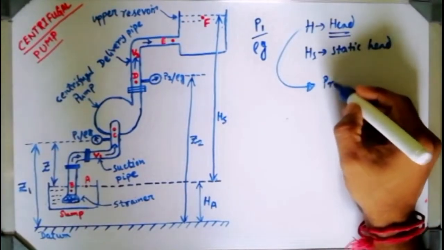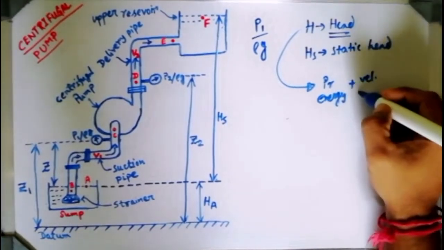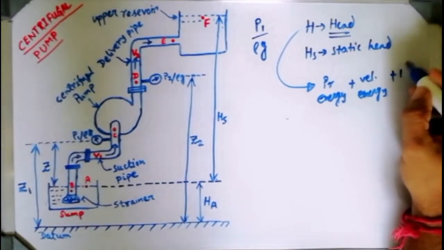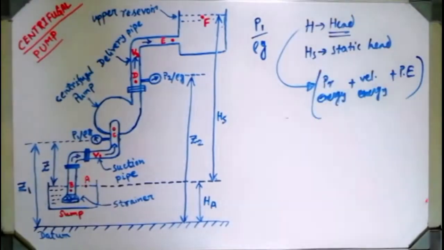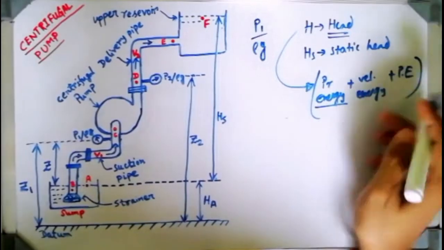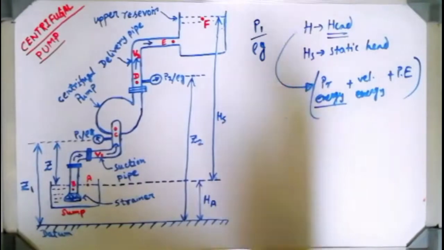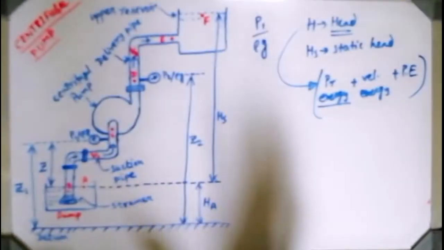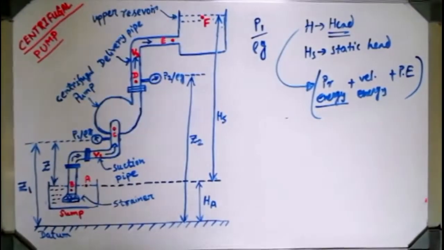Obviously pressure energy will be there, then velocity energy will be there, and elevation, or rather say potential energy will be there. So if you add them all, you will get it in terms of head: pressure energy with respect to unit weight. All this energy should be converted in terms of unit weight of the working fluid, just like Bernoulli's theorem. Okay, now tell me, is there any problem regarding this picture? Tell me, otherwise I am moving ahead.